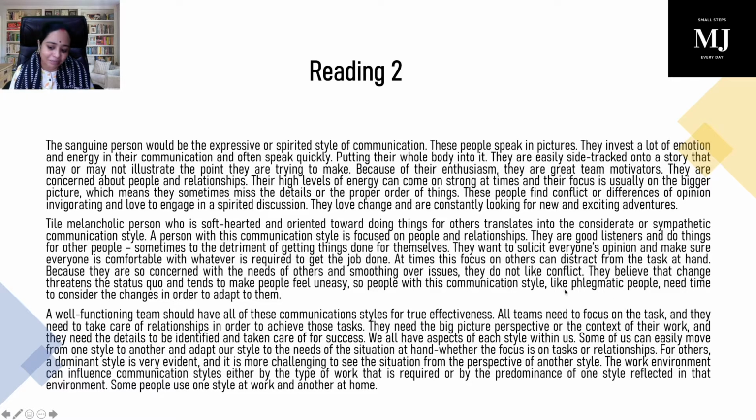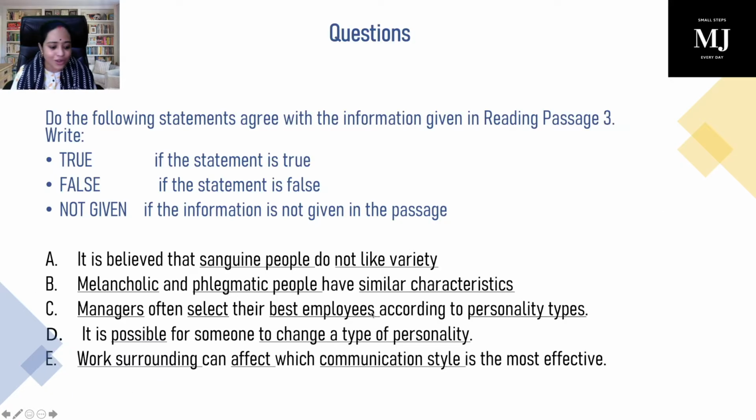Like phlegmatic people need time to consider the changes in order to adapt to them. So like phlegmatic people, that means they have things in common. Like is telling you that common, similar thing. Okay? That means the question that they have similar characteristics is actually true, because information is present, number one, and number two, it is present in the same way.